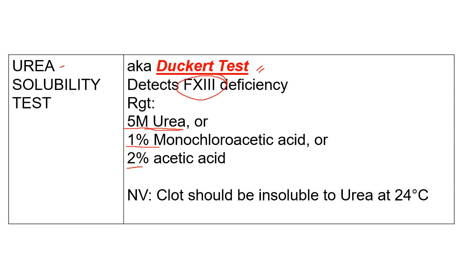So the normal value should be the clot must be insoluble to urea at 24 degrees Celsius. Yan ang normal. Kapag may deficiency ka niyan ng fibrin stabilizing factor natin, hindi stable ang clot. Madaling malusaw sa urea. Okay? Yun ang expected results kapag may deficiency ka ng factor 13.